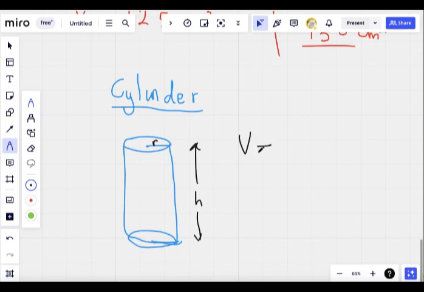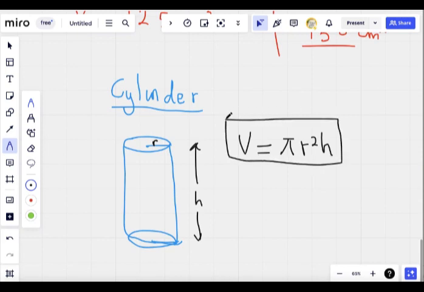Okay, so for this cylinder, the volume is equal to pi r square h. Pi r square h. Why is this so? Why is our volume equal to pi r square h of a cylinder?